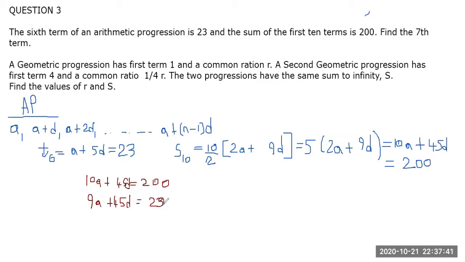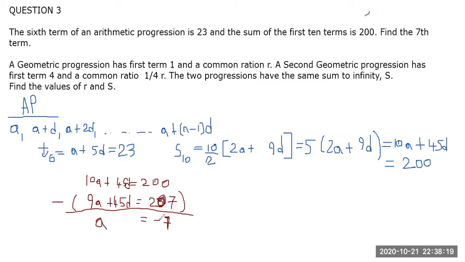So that's what I want to do. Now what I can then do is subtract these two equations, because I'm using the elimination method. What I find is that 10a minus 9a leaves me with a. 45d minus 45d is gone. Now 200 minus 207 leaves minus 7. So I'm getting that a is negative 7. So the first term is negative 7.